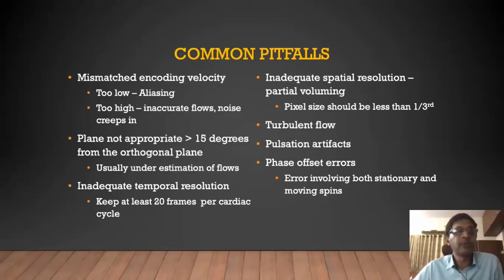Now, what are the common pitfalls of flow imaging? Mismatched encoding velocity. If it is too low, you get aliasing. If it's too high, the flow estimation would be inaccurate. The plane, if it is not appropriate, we could have an incorrect measurement. Inadequate temporal resolution, inadequate spatial resolution, turbulent flow, and pulsation artifacts. Sometimes you could even have phase offset errors, which are errors involving both the stationary and the moving spins.